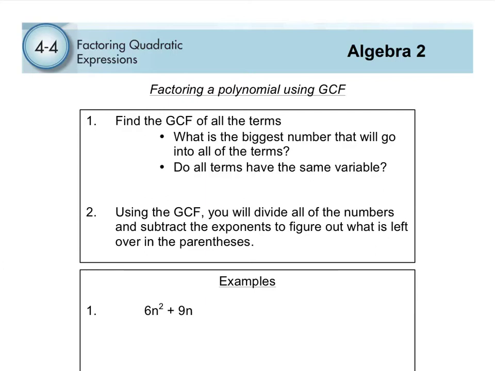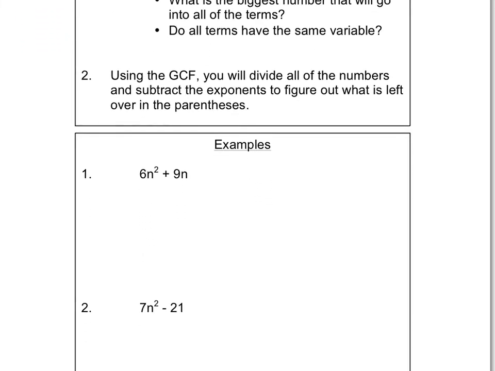Number 2 says, once we find that greatest common factor, you're going to divide all the numbers that are left over and subtract the exponents to figure out what's left over inside the parentheses. Essentially, you're going to take an expression and take something away from it, and you have to figure out what is left over. All right, let's take a look at some of these examples.